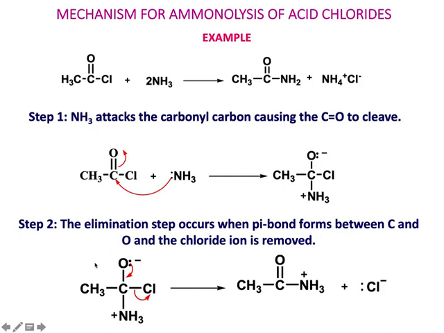Step 2, we want to eliminate. Eliminate means that we want to form a pi bond between C and O, because the O is negative. So this lone pair moves to form a pi bond between C and O. But this one is still remaining, so Cl will detach from the carbon atom center. So it separates as Cl minus.